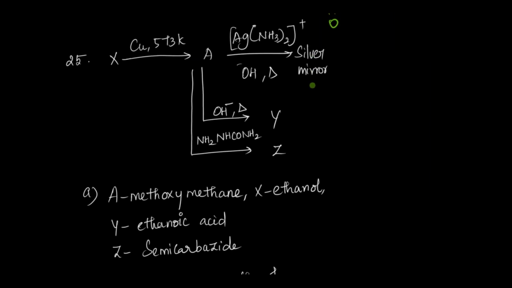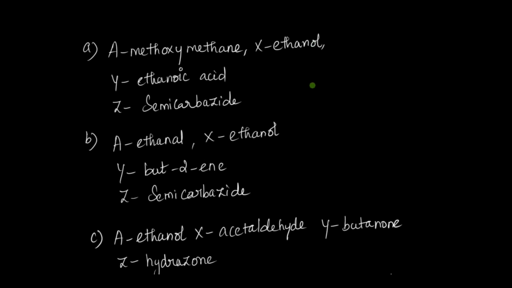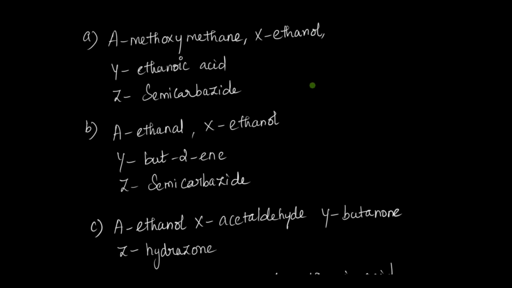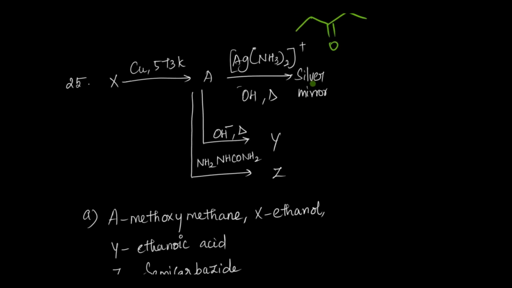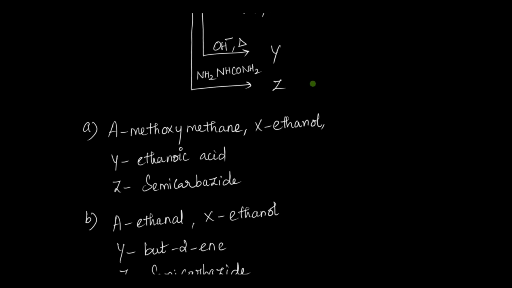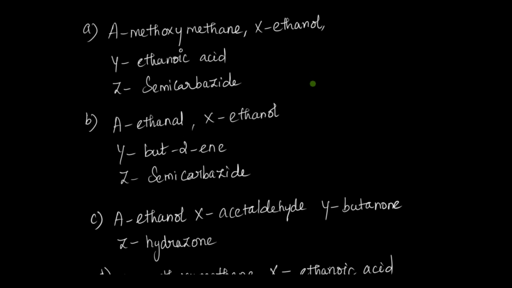Then the 25th question. The question seems to be a bit tricky, but it is not. Just check out the options as well. If you can, just tell me the answer. X is reacting with copper to form A. A is undergoing a base and heat reaction to form Y, and then a semicarbazide reaction to give Z, and it is showing the silver mirror also. So just check what could be the answer.